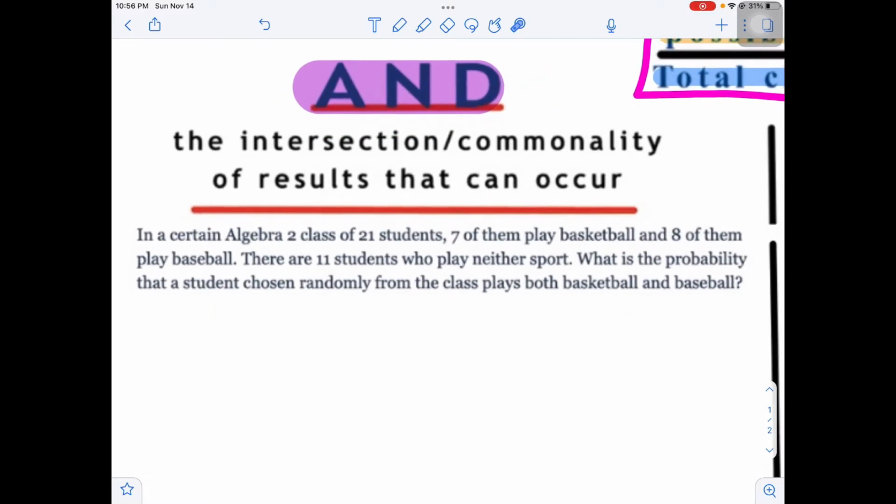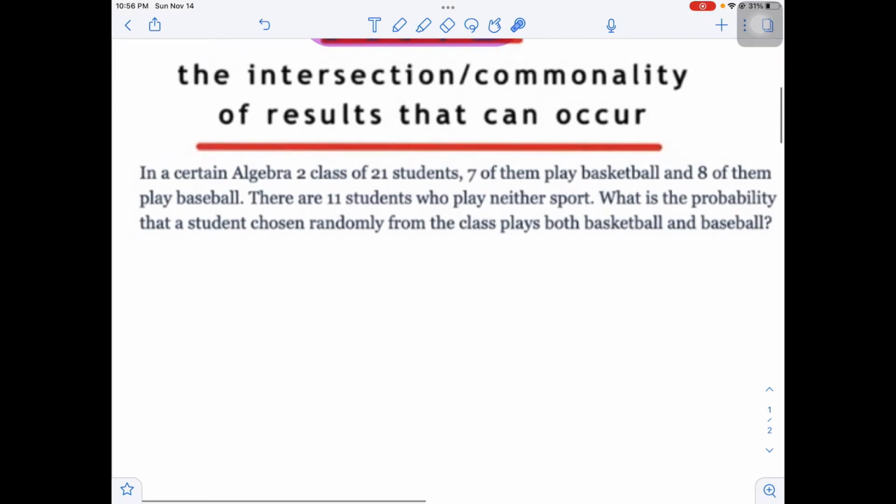So let's take a look at this example here. The question says, in a certain Algebra 2 class of 21 students, 7 of them play basketball and 8 of them play baseball. There are 11 students who play neither sport. What is the probability that a student chosen randomly from the class plays both basketball and baseball?